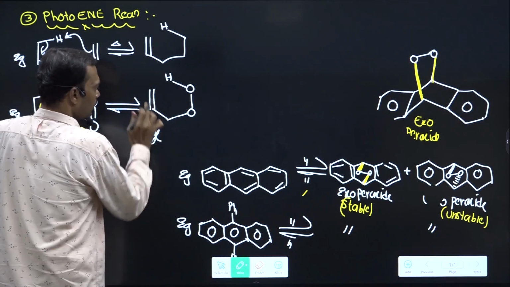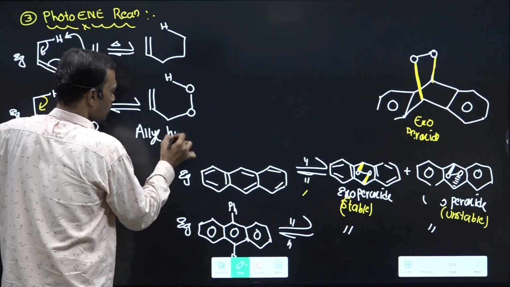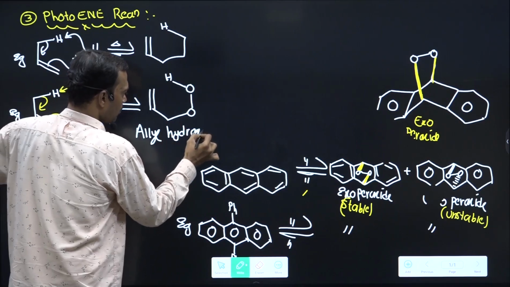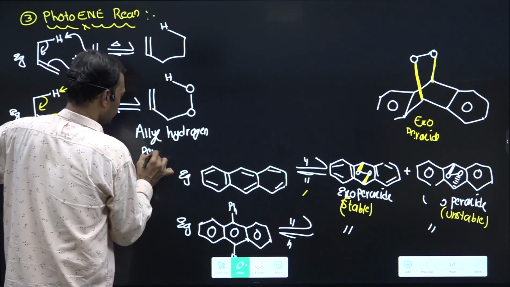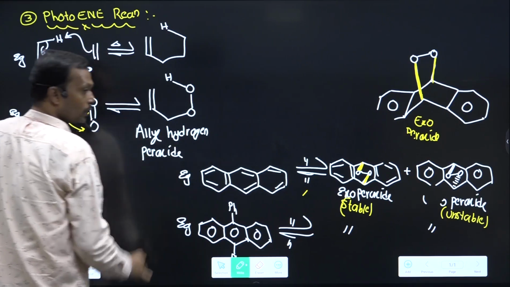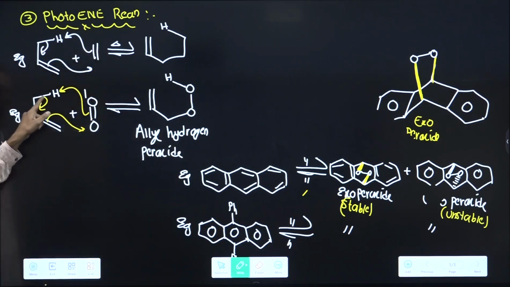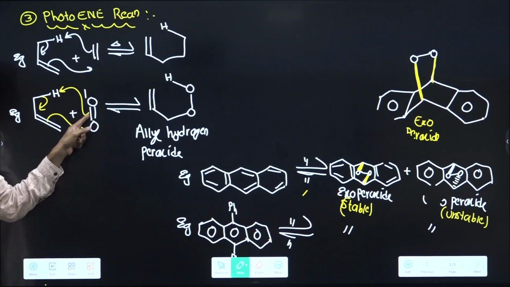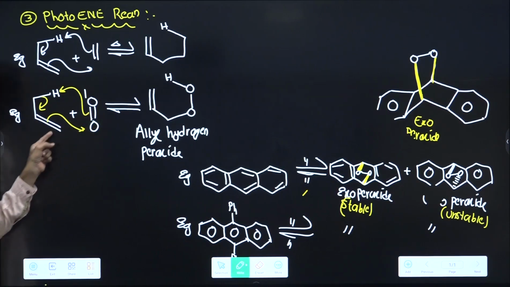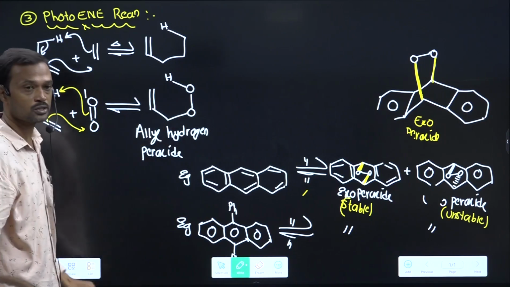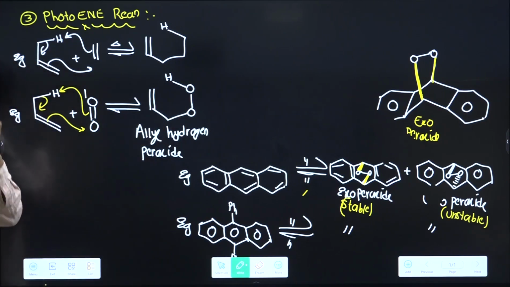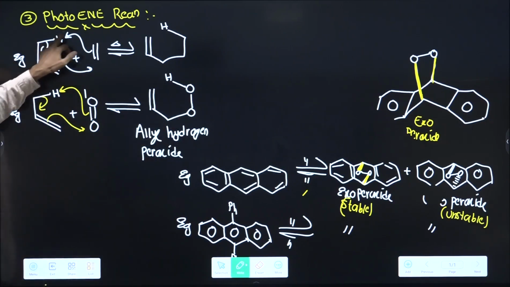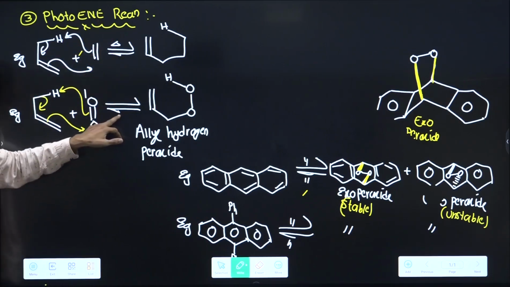Up to here it is allyl, here hydrogen, here peroxide. This is called the Photo-ene reaction: transfer of allyl hydrogen on singlet oxygen followed by CO bond formation. CO bond formation, that is called Photo-ene. What is a normal ene reaction? Transfer of hydrogen followed by CC bond formation. This is thermally possible, but what about here?